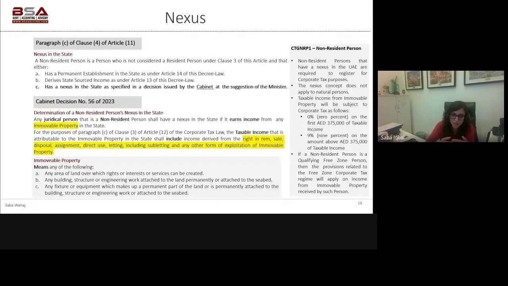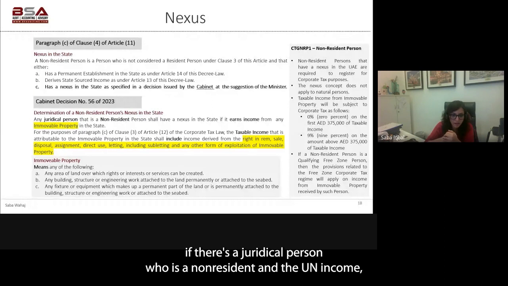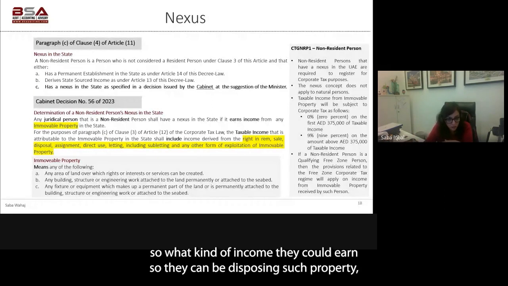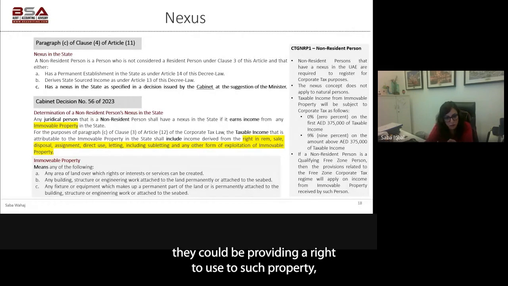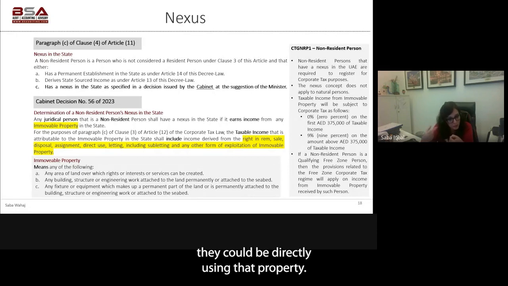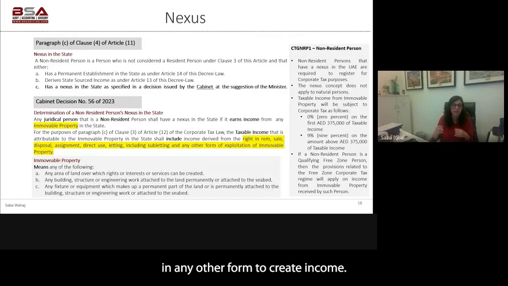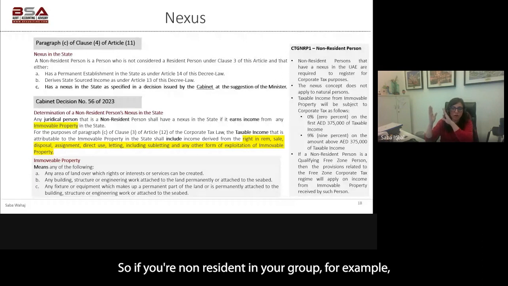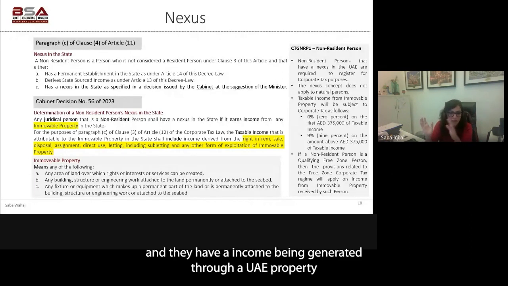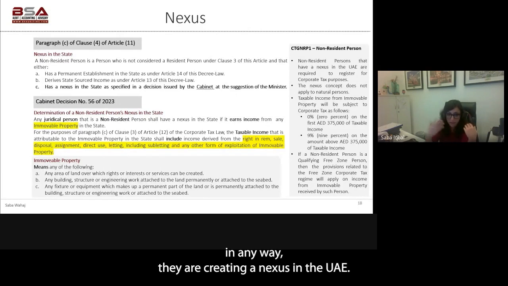So for any such immobile property, if there's a juridical person who's a non-resident and they earn income, what kind of income could they earn? They could be disposing of such property, providing a right to use such property, directly using that property themselves, letting it, subletting it, or using it in any other form to create income. So if you know a non-resident in your group, for example, with income being generated through a UAE property in any way, they are creating a nexus in the UAE.